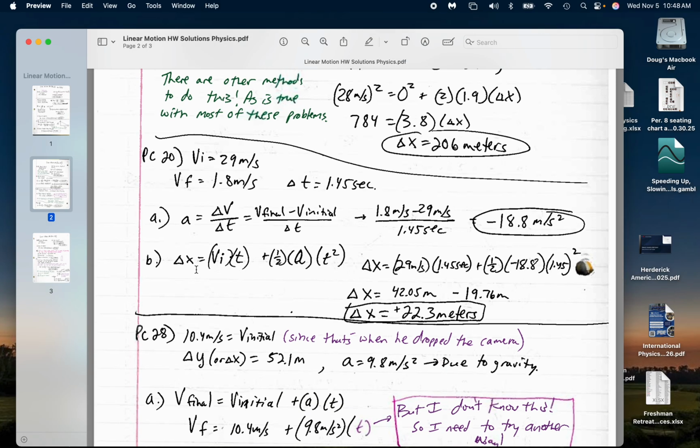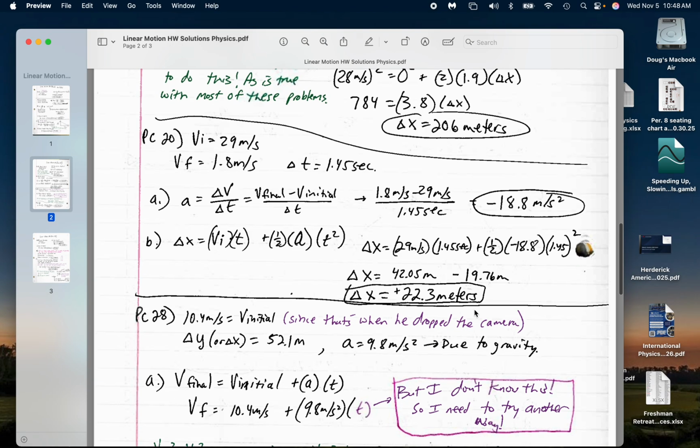Here, once I have that acceleration, I can plug that into a version of formula number 4. I need to use the full version because I'm not starting from rest. I'm not starting from 0. So it's a positive 29 times 1.45 seconds plus 1/2 negative 18.8 times time squared. Notice that although the units for acceleration are meters per second squared, I don't square the value. So that ends up being about a positive 22.3 meters.